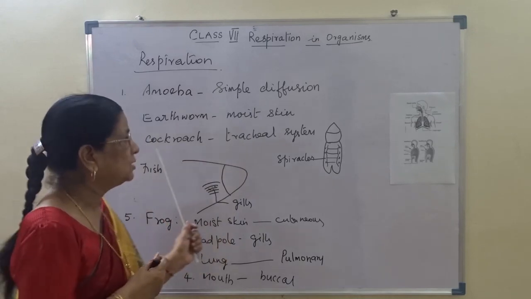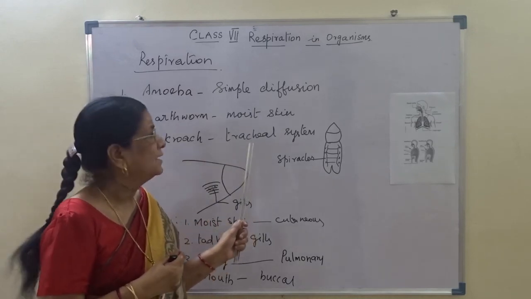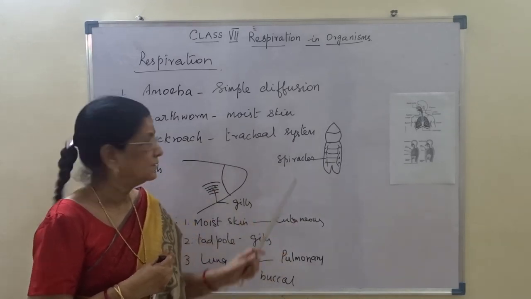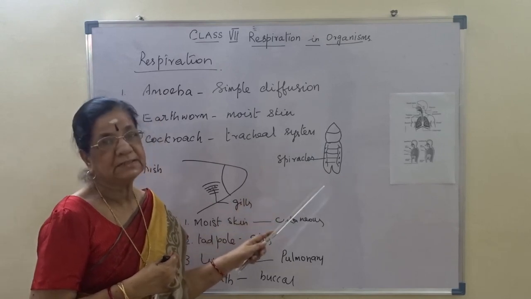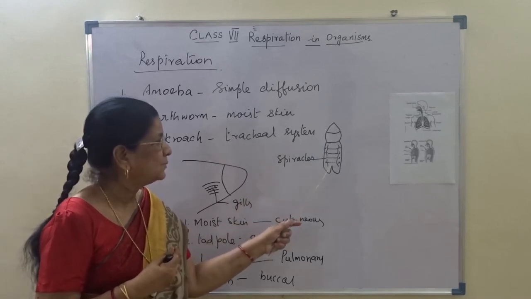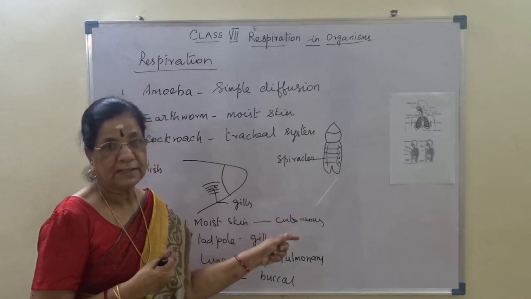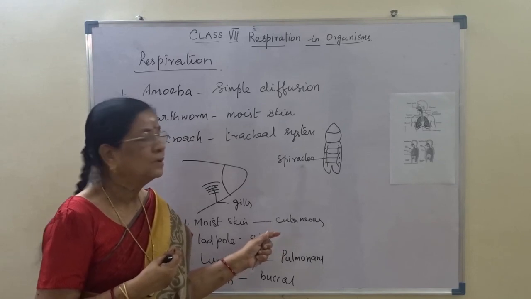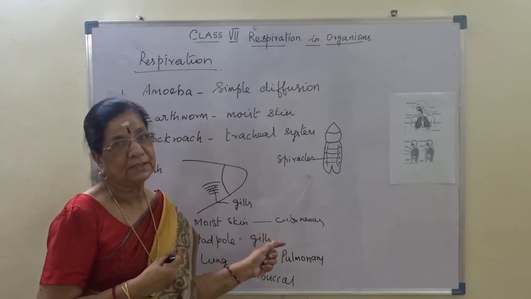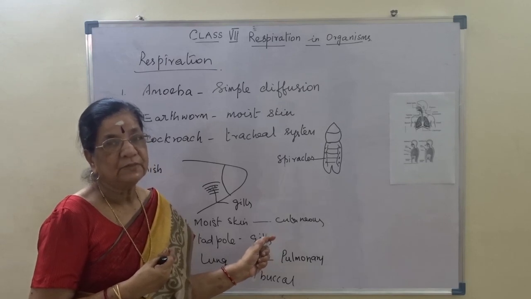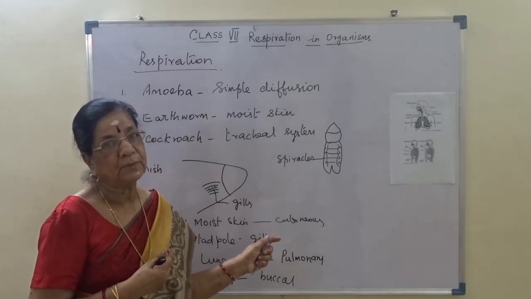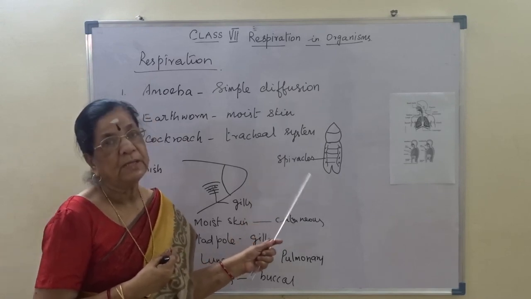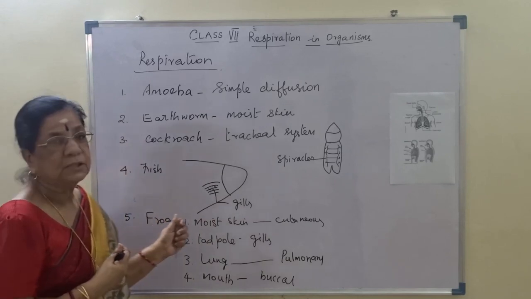The next one is cockroach. It is having a tracheal system. Unlike higher animals, it does not have well formed lungs. It is having a tracheal system and on both sides of the abdomen the tracheal tube will run, and when the exchange of gases occurs, that is done through openings that are called spiracles. These spiracles will take in oxygen and give out carbon dioxide. So tracheal type of respiration with the help of spiracles takes place in the cockroach.